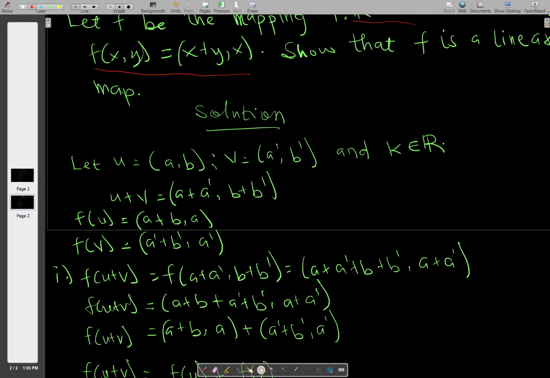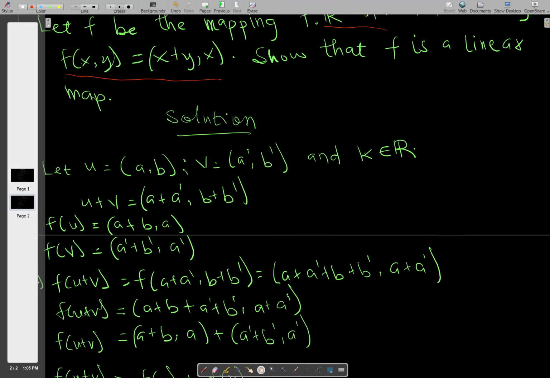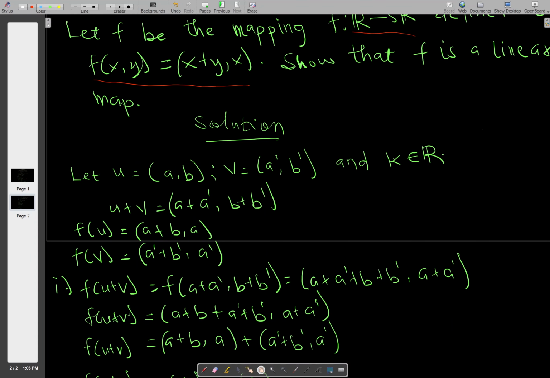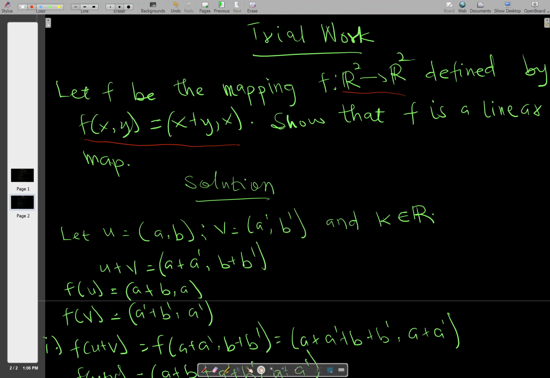So now we know that we are to show that f is a linear map. So f should satisfy what? Vector addition and scalar multiplication. Okay, so now let's choose two vectors. You see, from the map we are transforming a two-dimensional vector space to another two-dimensional vector space. So we choose our vectors to be what? Two-dimensional. So we have vector u, that is (a, b), and vector v to be (a', b').